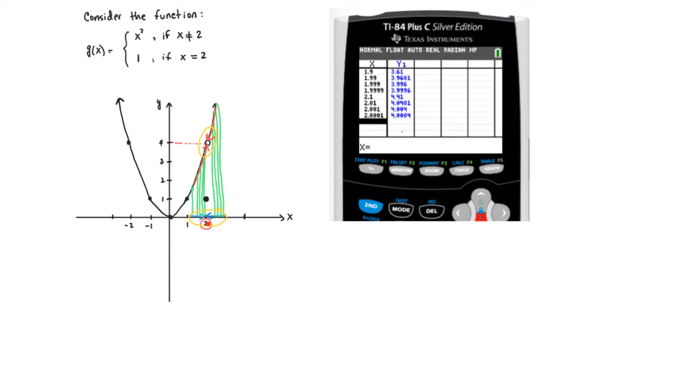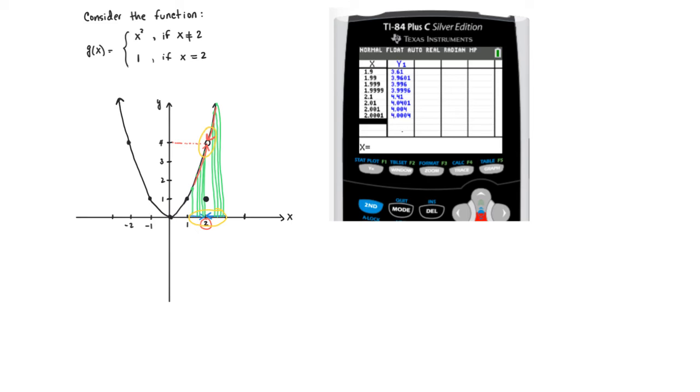At 2, when x is equal to 2, the y value is not equal to 4. But we don't care about what happens at 2. We only care about what happens around 2. And as we get really, really close to 2, the y values are getting closer and closer to 4. And that's what we want when we talk about limits. That's what makes 4 the limit of this function as x approaches 2. The y values are consistently approaching 4.